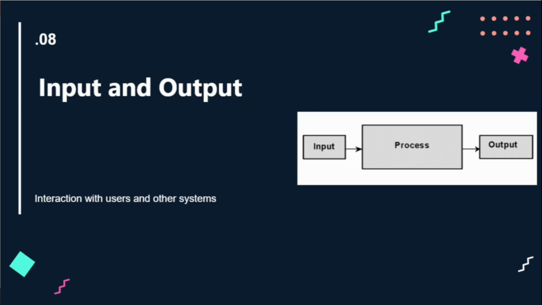To make programs interactive, input-output operations are used. Input-output operations allow a program to interact with the user or other systems. For example, reading input from the keyboard or a file and displaying output to the screen.